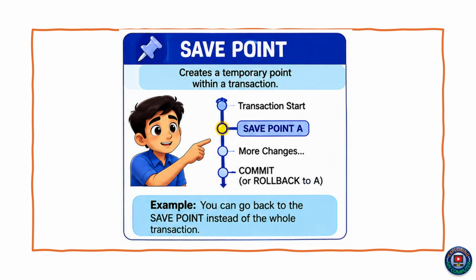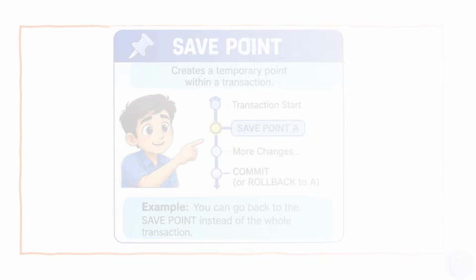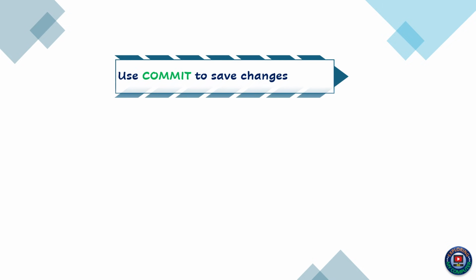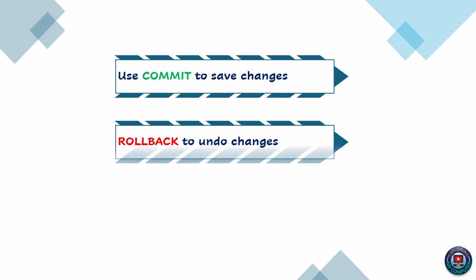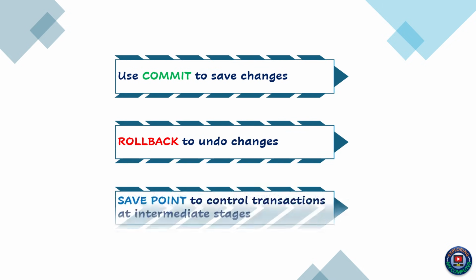Savepoint creates a temporary point within a transaction. We can go back to the savepoint instead of the whole transaction. So, in summary, use commit to save changes, rollback to undo changes, and savepoint to control transactions at intermediate stages.